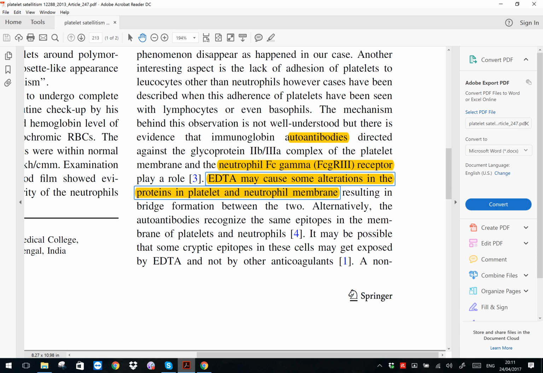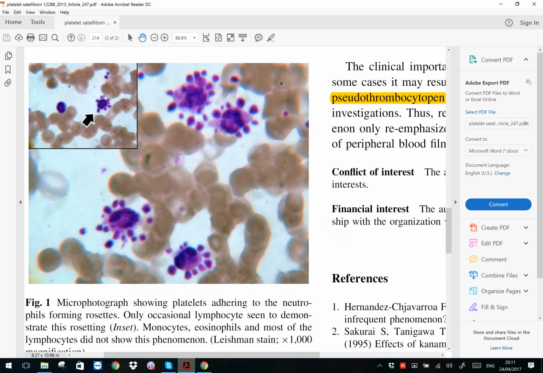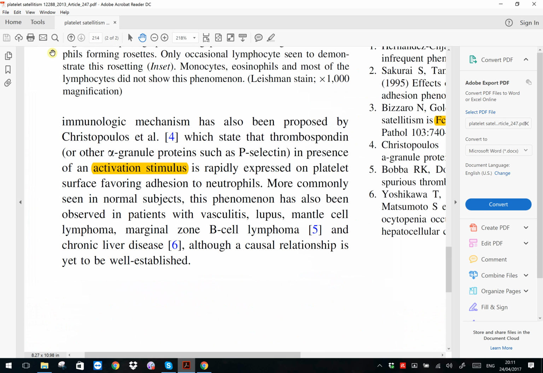And one explanation is autoantibodies directed against the glycoprotein 2B complex of the platelet membrane and the neutrophil Fc gamma receptor. And EDTA is responsible for causing these alterations. So it's not an autoimmune disease, in a way. And contrary to this, there is no relationship to a pathology, though the literature describes many cases related to this phenomenon. As we can see here, it's incidental and could be considered incidental.